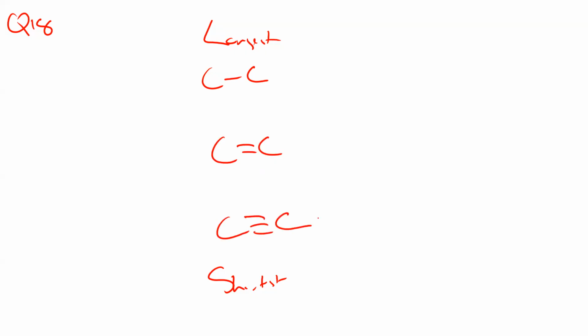So we have the longest, we have the shortest. So the shortest one will be just a single bond, then you got the double bond, and you got the triple bond. And there's 3 hydrogens there. So that's how, because the bonds get shorter as you increase the number of pi bonds. So we went from a single to a double to a triple.